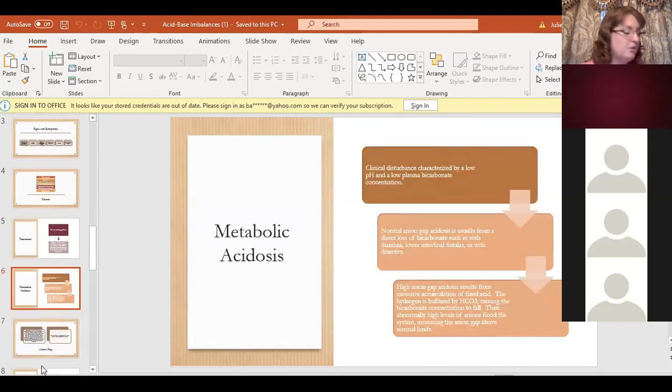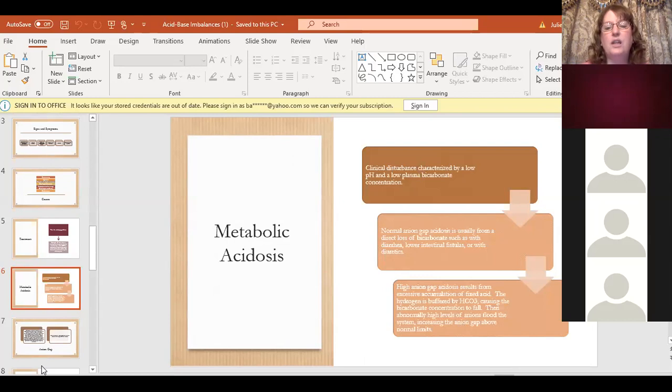Okay, then we get into metabolic acidosis. So metabolic acidosis, you would have low pH and a low HCO3. This is one that you see a lot with diabetic ketoacidosis. So there's quite a bit that happens with this.